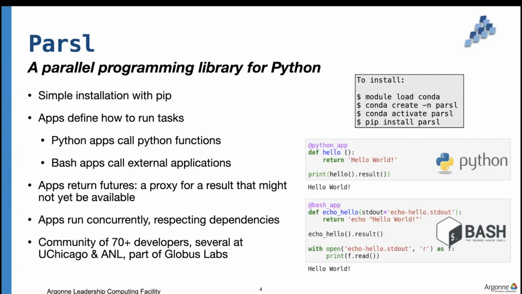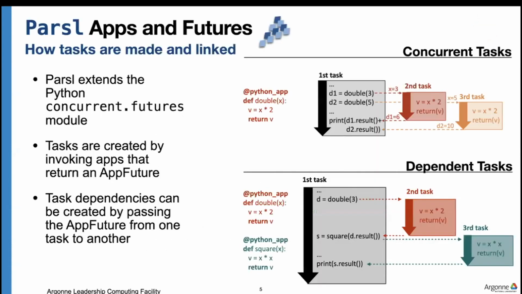So you can run apps concurrently or with dependencies, and it's a large development community. They have over 70 developers, many at U Chicago, Argonne, and they're a part of Globus Labs. So this is just discussing a little bit the concept of futures. There is a Python library called concurrent futures, and Parcel is like an extension of that, designed to leverage it to execute work on HPC machines and other kinds of machines, cloud services, et cetera.